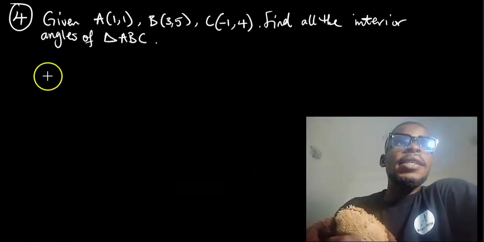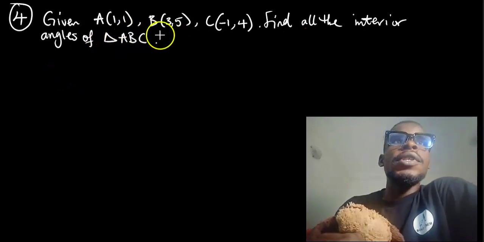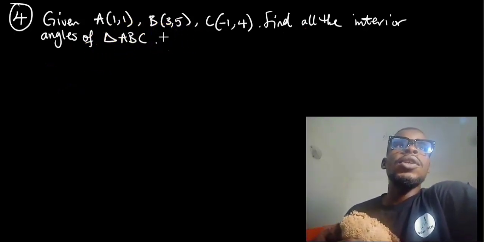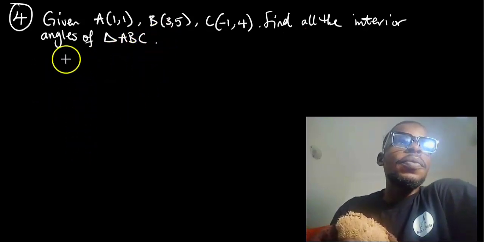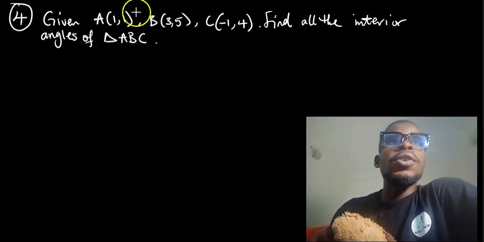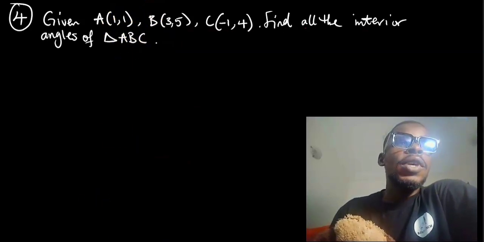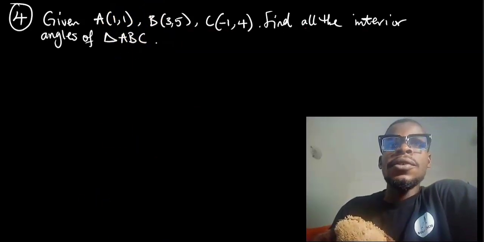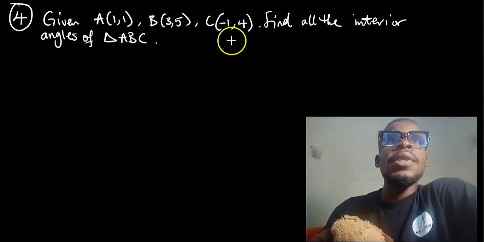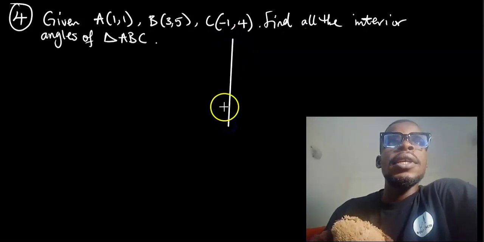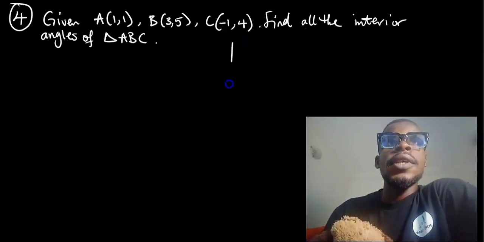Now over to the last example. Given these 3 points A, B, and C, we want to find all interior angles of triangle ABC. It's important that we visualize these points. You notice that each of the points has 2 entries, that is to say, we are in R2. So let me get a line. This right here is the y-axis, and that right there is the x-axis.